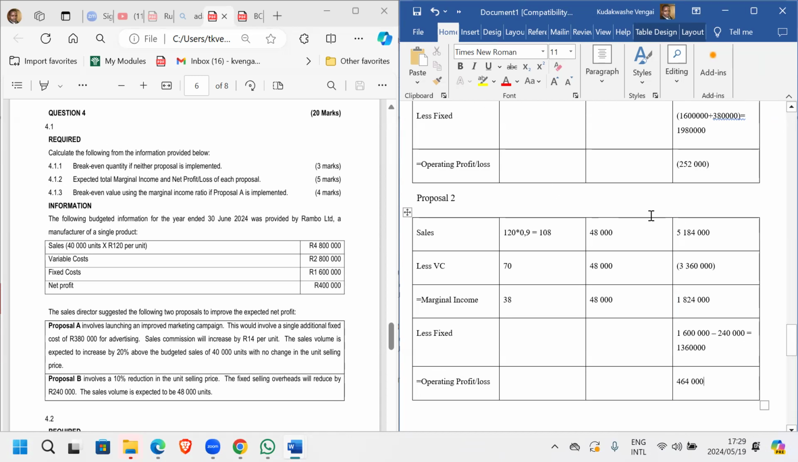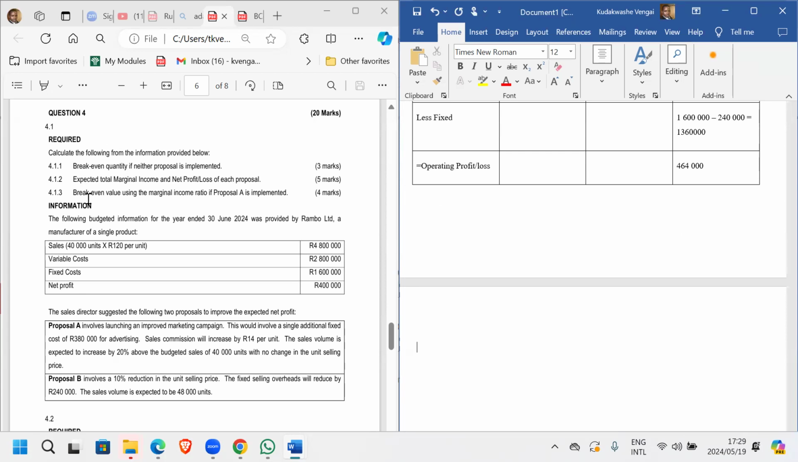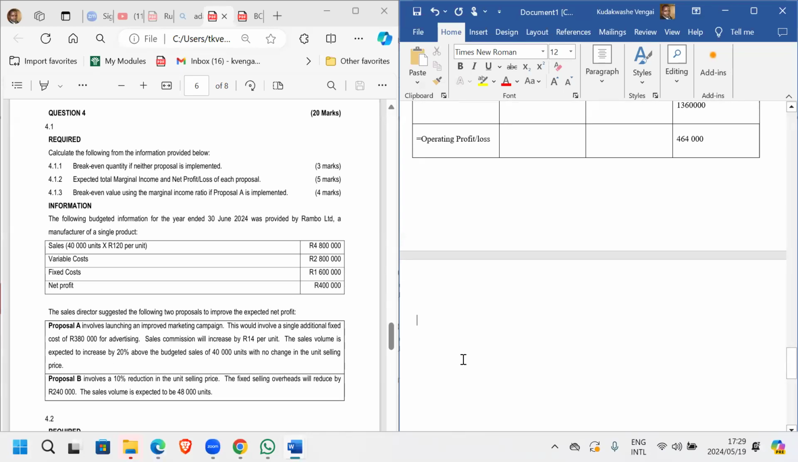Any issues? Any questions? I think it's straightforward, right? Okay, let's go to the next question. What is the break-even value using the marginal income ratio if proposal A is implemented? All right. So remember, break-even value is equals to fixed costs divided by marginal income ratio. Right? And then marginal income ratio is equals to our sales minus our variable costs divided by our sales. Right? Or our price. You can make it a price.